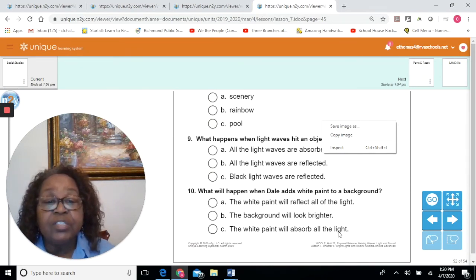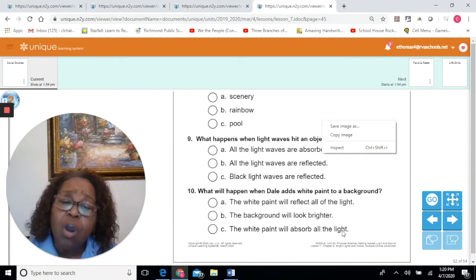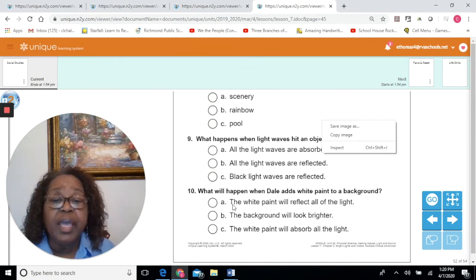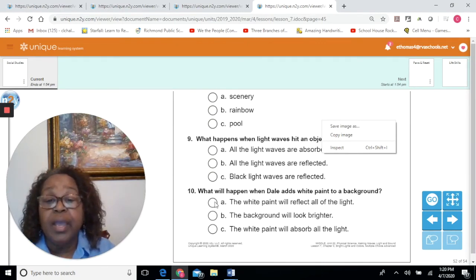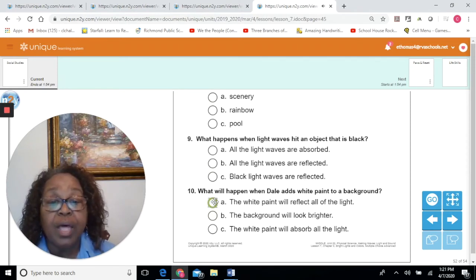When Dale adds white paint, let's look at C. The white paint will absorb all the light. I remember that dark colors absorb all the light. Remember the chair? So white paint will not absorb. We do not want to use C as an answer, but look at A. The white paint will reflect all the light. Remember the white t-shirt? It reflected all the light. Let's try A. Excellent. The white paint will reflect all the light.